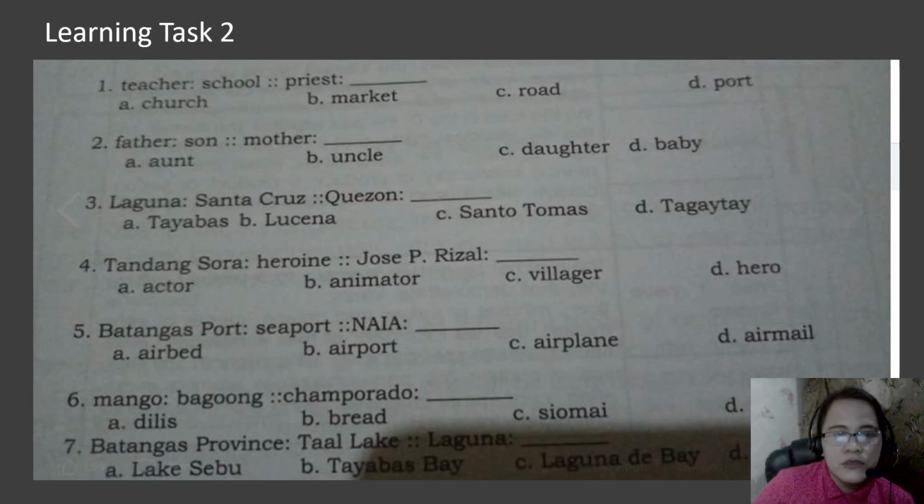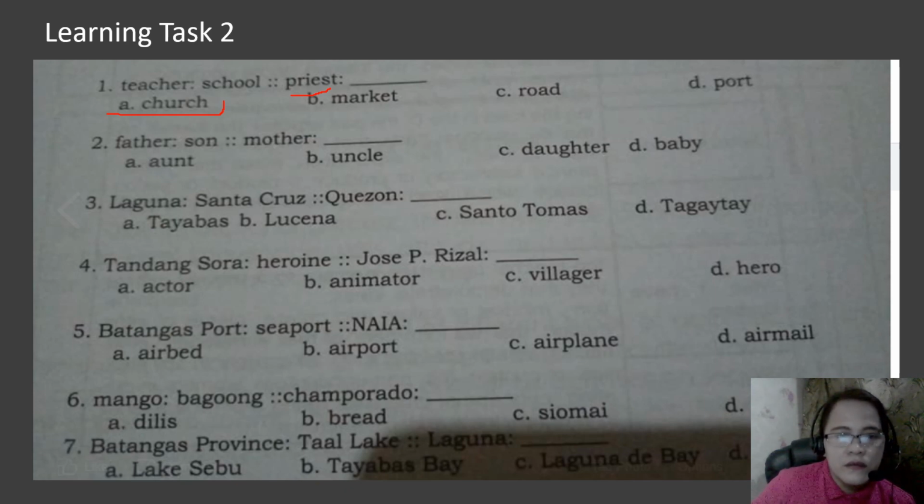Number 1, teacher is to school, while priest is to, ang sagot dito ay church, ang sabi nyo, di ba? Why? Because, according to our lesson, one way to identify word analogy is by its function. Ang function ng teacher ay sa school, so ang function ng priest ay sa simbahan. Ang priest ay ang mga pare. Okay?